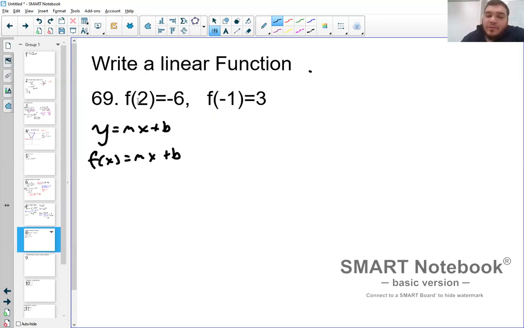So how do we do this? First, I'm going to rewrite this as 2 comma negative 6. The 2 is the x value. The negative 6 by itself is the y value. So 2 comma negative 6. And this one is -1 comma 3.